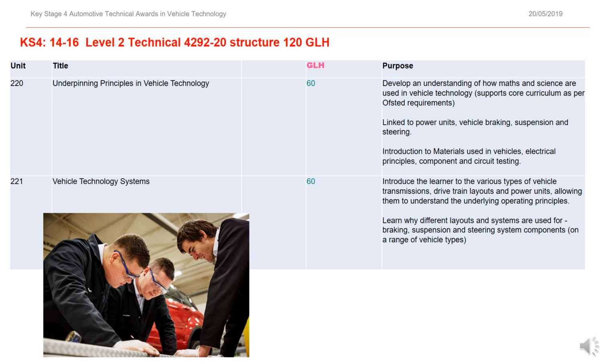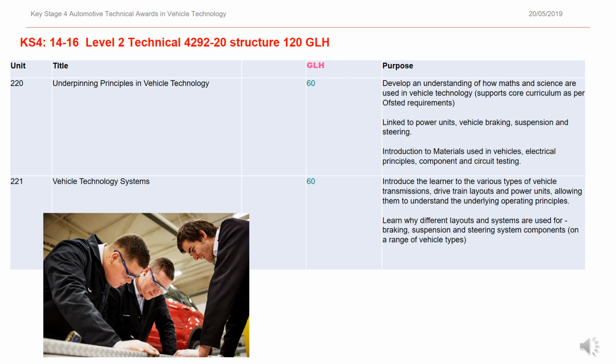Let's look at the units in a bit more detail, starting with 220. So 220, Underpinning Principles in Vehicle Technology. This unit is all about developing an understanding of how math and science are used in vehicle technology. So that supports the core curriculum as per Ofsted requirements. It's also linked to power units, braking, suspension and steering. And there's also an introduction to materials used in vehicles, electrical principles and components and circuit testing.